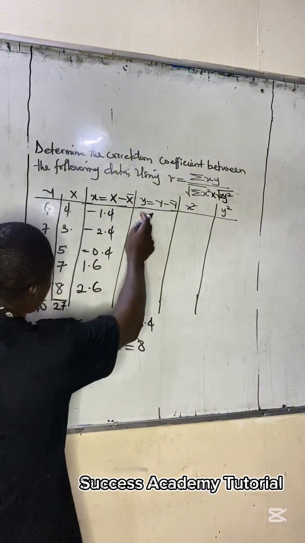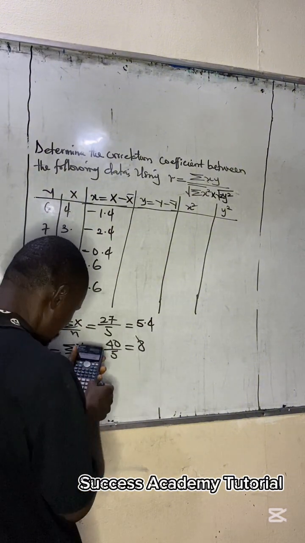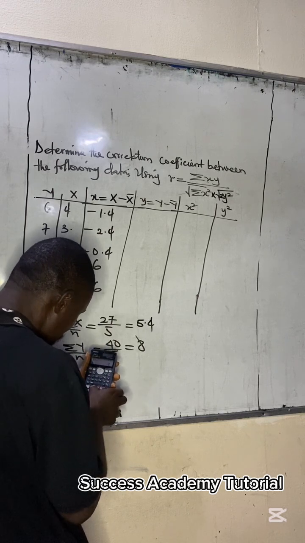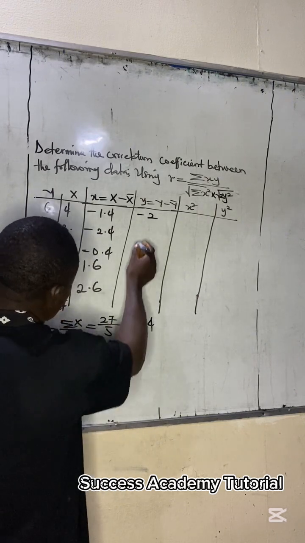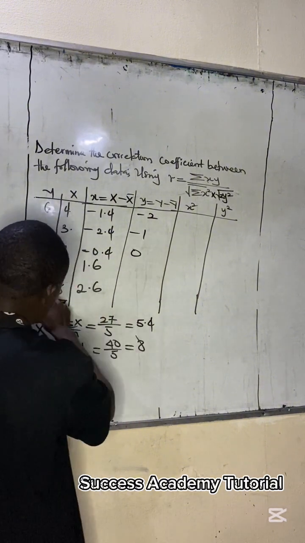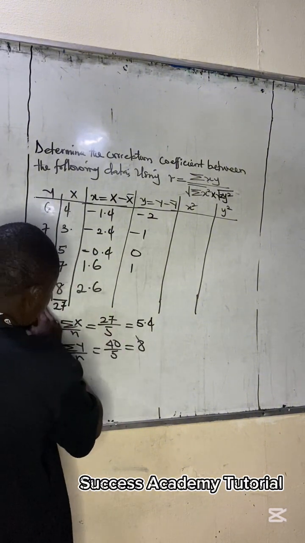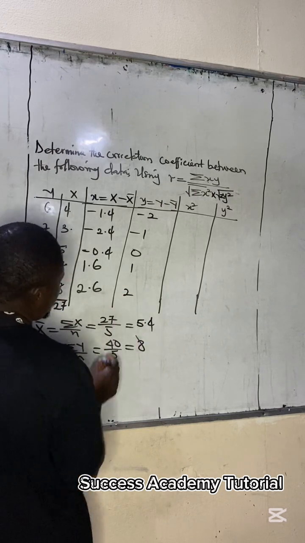We're going to do same for y, which is 6 minus 8. That's minus 2. 7 minus 8, we have minus 1. And then 8 minus 8, that's 0. 9 minus 8 is 1. And 10 minus 8 is 2.